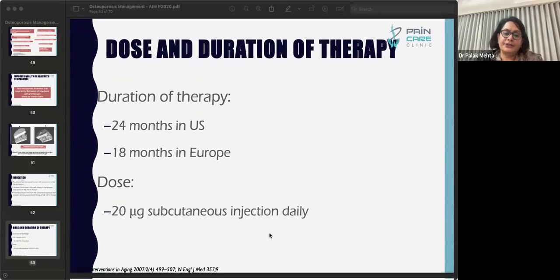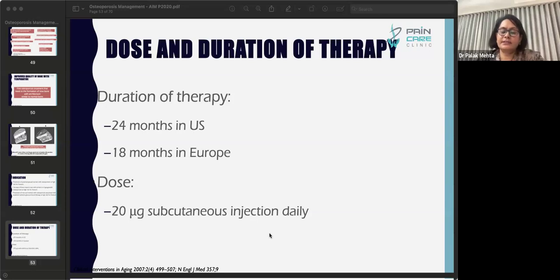So as I said, duration of therapy. So total duration of therapy for this treatment is 24 months in the US or 18 months elsewhere. So we can say a person in their lifespan can take this therapy maximum for 2 years. Now, if you have a documented osteoporotic fracture, a minimum of 6 months needs to be taken continuously. Then take a break of 6 months. Again, you take it for 6 months. So in that way, you can take this drug for maximum 2 years.